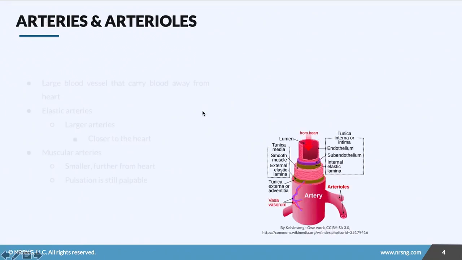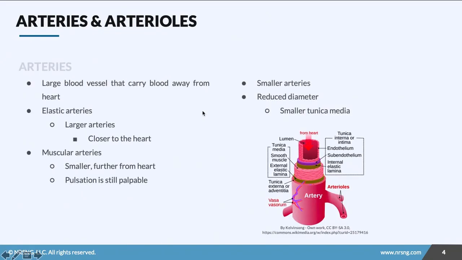Now we're going to go into each type of blood vessel really quick to help you understand a little more about how they work. Arteries are large blood vessels that carry blood away from the heart. They're elastic, with our larger arteries being closer to the heart. Things like our aorta, common carotid arteries, subclavian arteries, and common iliac arteries are much closer to the heart.